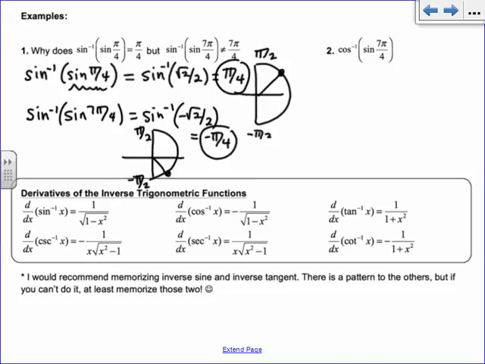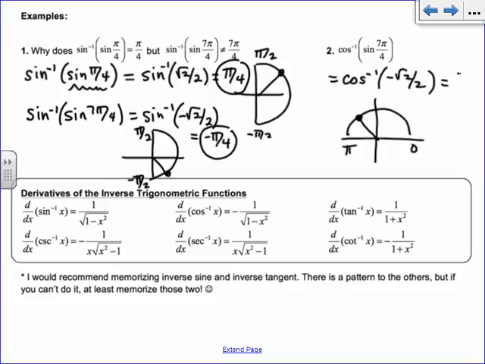Same idea for this one. It's inverse cosine of sine of 7 pi over 4. So sine of 7 pi over 4, we just said, is negative root 2 over 2. But now we're talking about inverse cosine, so we have to think about the top part of our unit circle. So we're saying, when do we have an angle that gives me a cosine value of negative root 2 over 2? So we're going between 0 and pi. What would that one be then? Yep, 3 pi over 4, exactly. So 3 pi over 4.